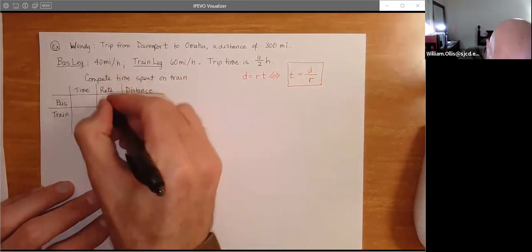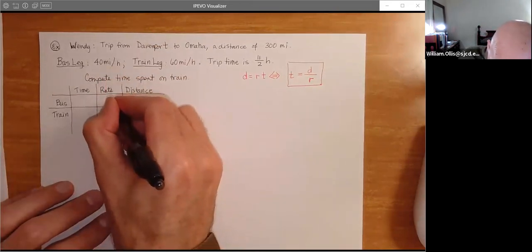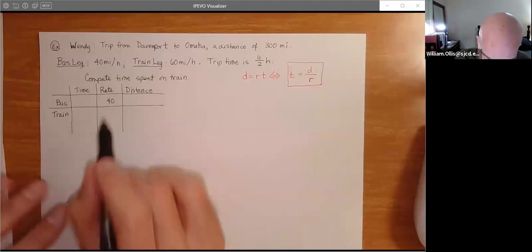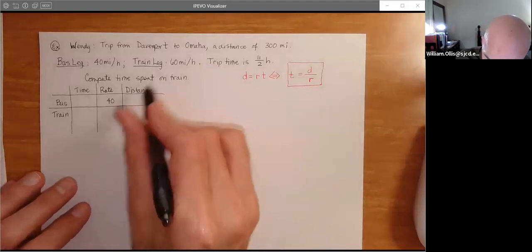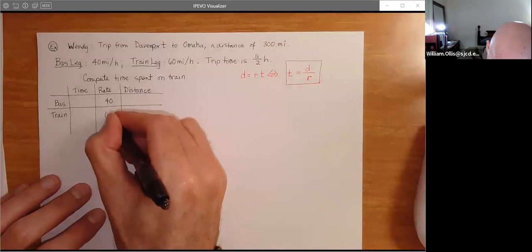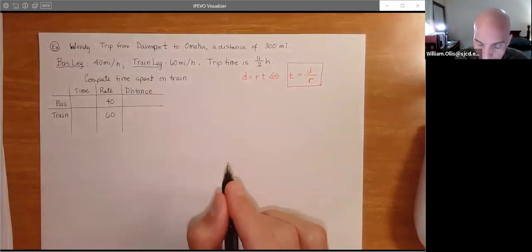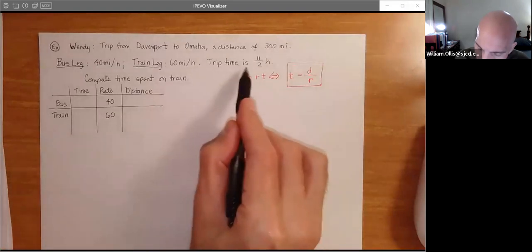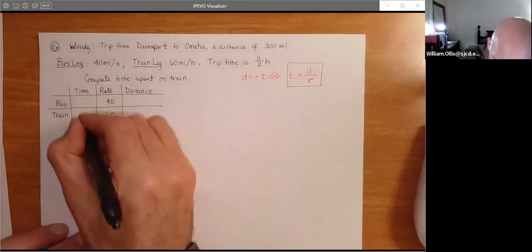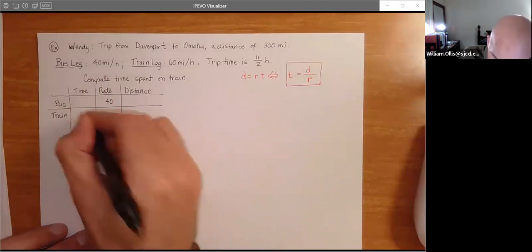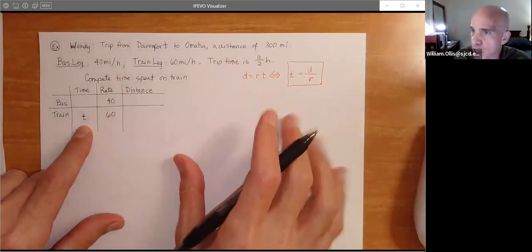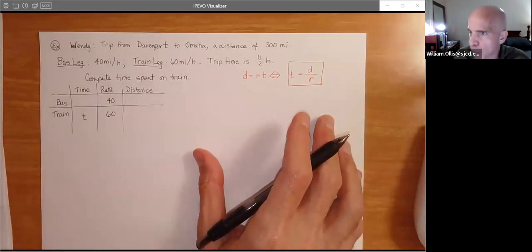So with the bus, we have 40. And when we think about this particular situation for the train, we have 60. Now, this is what I was telling you about before to make it a little bit simpler. When we think of the time, we want the time spent on the train here. Let's just call that T, just so when we find t, we go right here and we don't have to do anything with it, just for simplicity. You don't have to do it, but it'll make it easier.